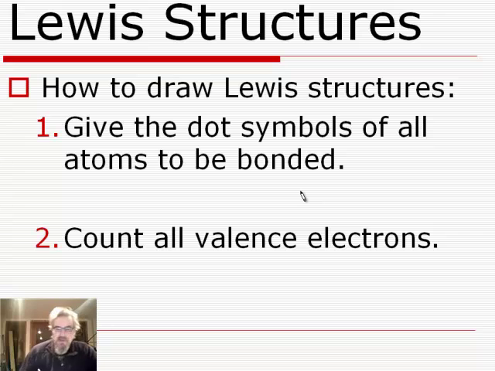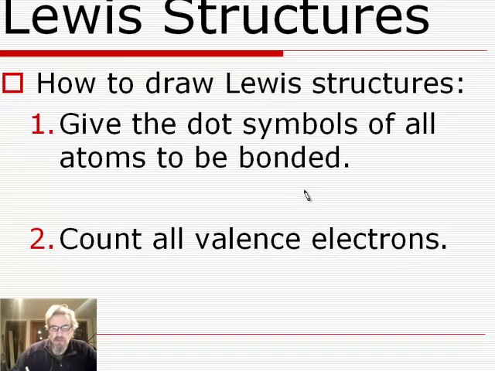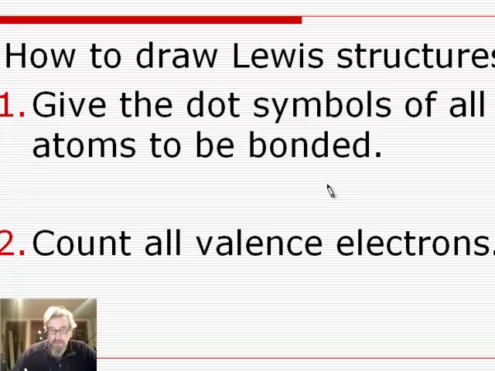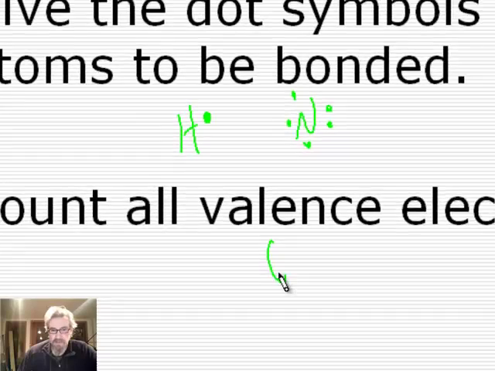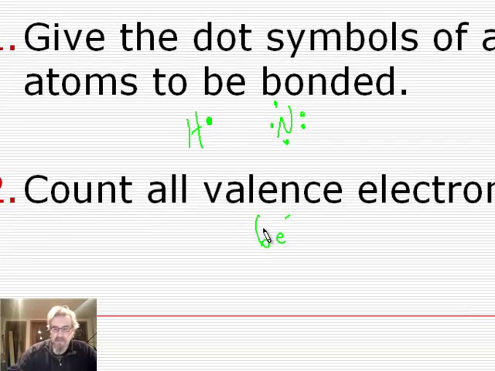Well, here's the step-by-step instructions. The first thing you want to do is give the dot symbols of all the atoms that are going to be bonded. This is really only to find out how many valence electrons you have, so eventually you're going to stop doing this step. But let's say you were going to bond hydrogen and nitrogen. You'd want to draw that dot notation so you could count up the valence electrons. In this case, we'd have 1, 2, 3, 4, 5 from the nitrogen and 1 more, and so that'd be 6 electrons. So that's the first 2 steps.